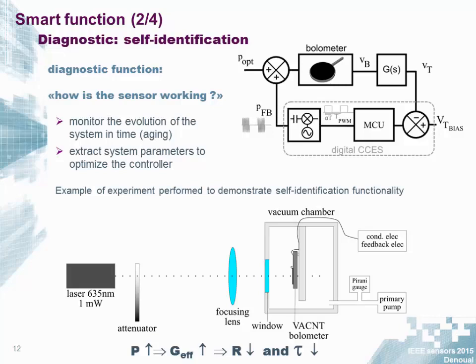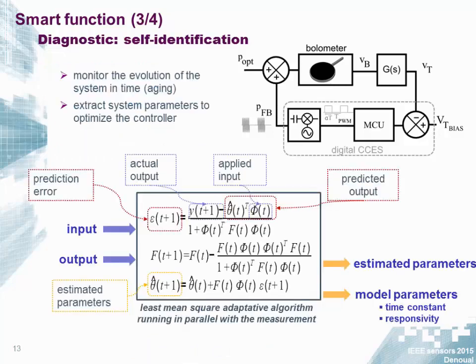send power onto the bolometer, and we are in that vacuum chamber in order to change the pressure and to change the thermal exchange between the bolometer and the environment. So we will be able to change one parameter, that is the thermal conductance of the bolometer compared to the environment, and we will try to extract this parameter. So as the pressure increases, the thermal conductance would increase, and then the responsivity should decrease, and the thermal constant should decrease.